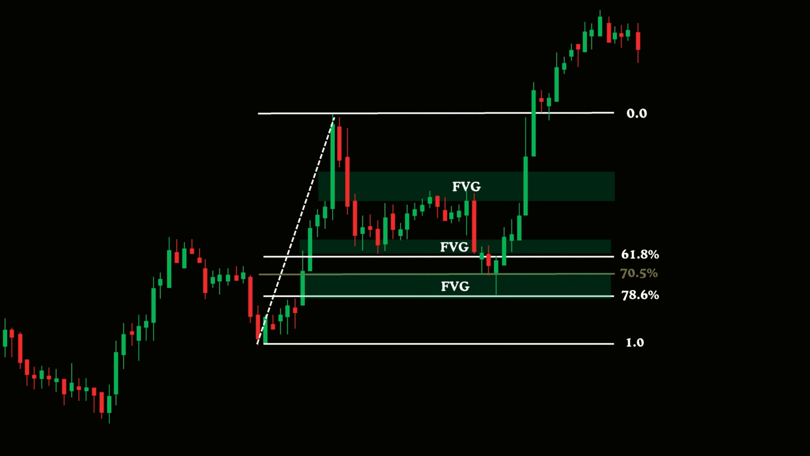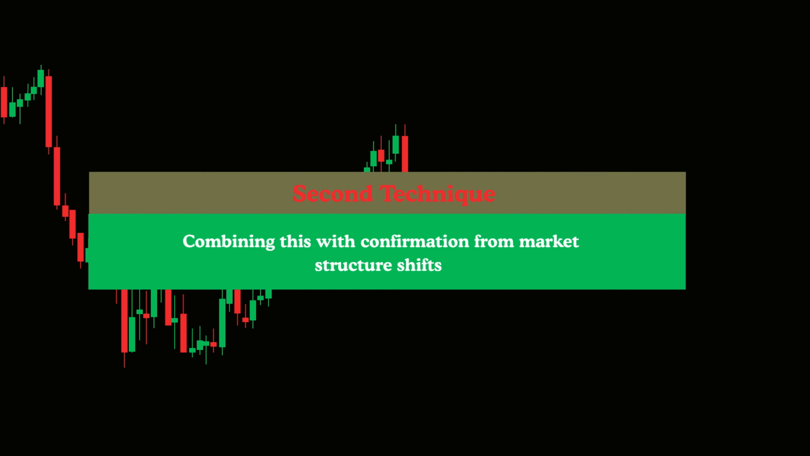upward. In conclusion, when we blend the concept of the optimal trading zone with fair value gap areas, we create strong supply and demand zones that offer high probability trade setups. Combining this with confirmation from market structure shifts leads to even better entries with more precise timing and reduced risk.